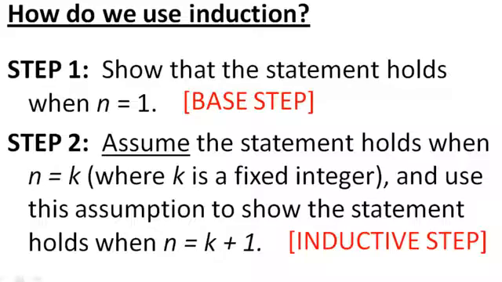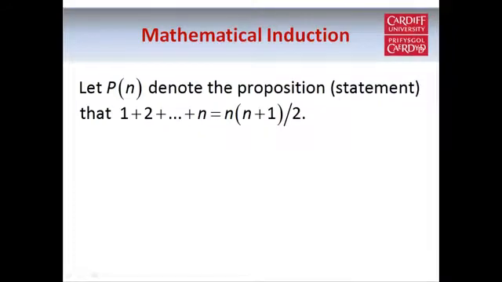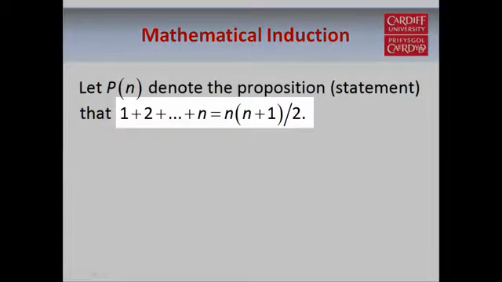So now let's see how this actually works in practice. So going back to our example again, let Pn denote the proposition or statement that we're trying to prove, which is that the sum of the first n natural numbers is equal to n times n plus 1 over 2.